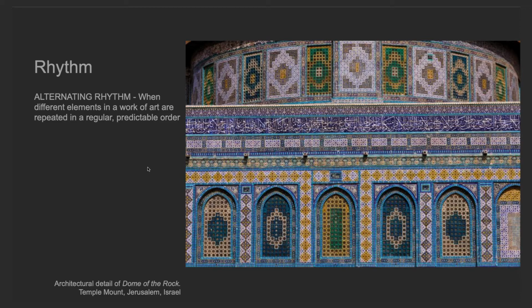But the truth of the matter is that it alternates between blue and green and blue, and then green. It might be green on the other side, but then we have beige and color and beige and color and beige and color. It's alternating rhythm.